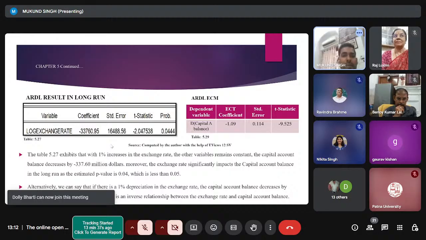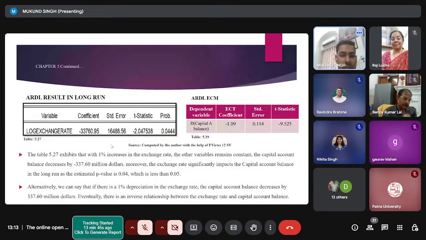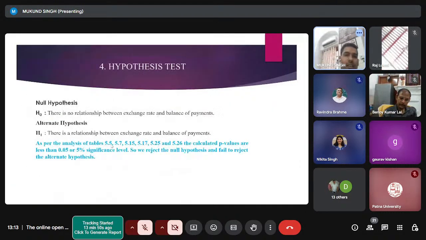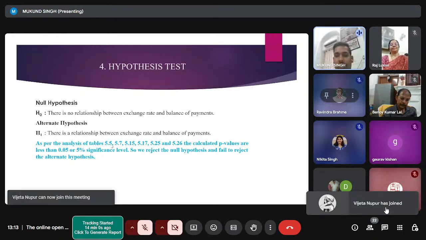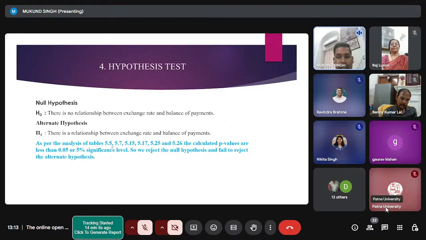In the long run, a 1% change in exchange rate decreases the capital account balance by 337.60 million US dollar, and this relationship is also significant. So, as per the analysis, the null hypothesis is there is no relationship between exchange rate and balance of payment. Alternate, there is a relationship between exchange rate and balance of payment. As per the analysis of the table, the calculated p-values are greater than 5% significance. So we reject the null hypothesis and fail to reject the alternate hypothesis.